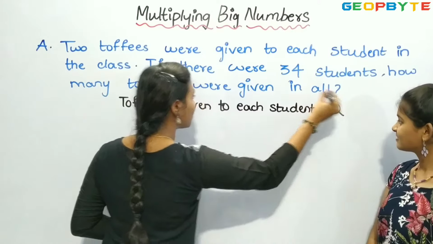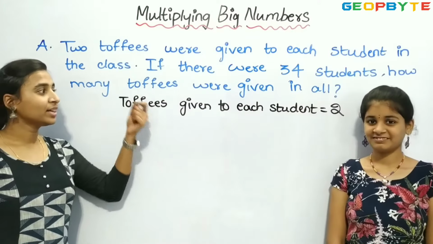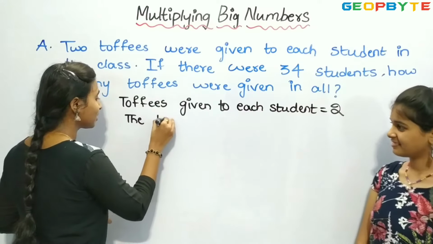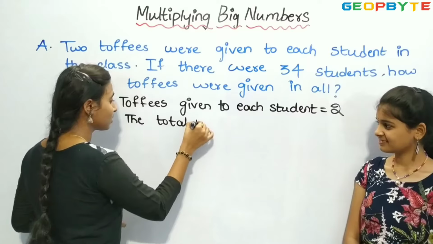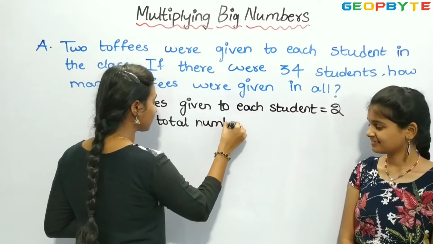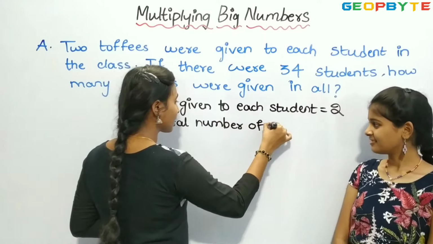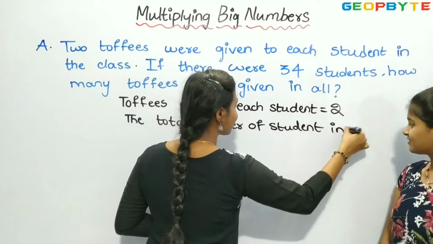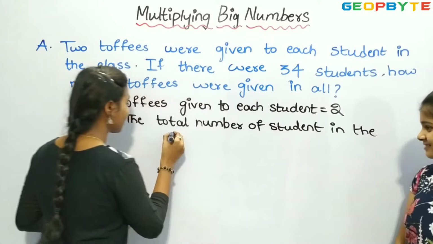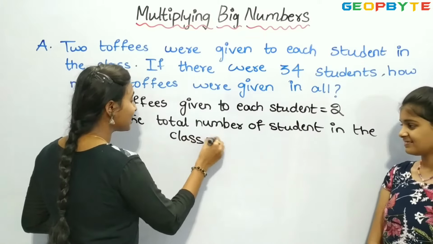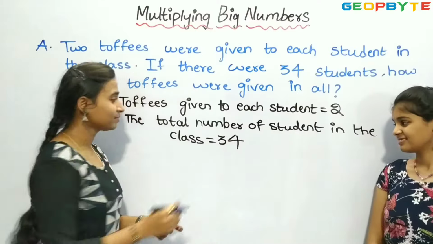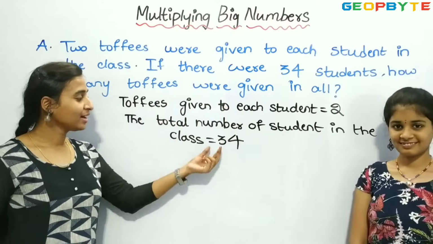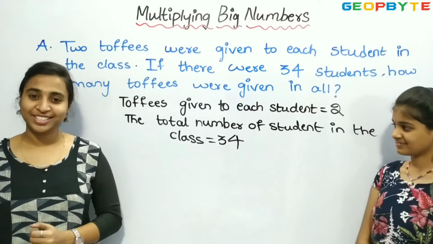Is equal to 2. And there were 34 students. The total number of students in the class is equal to 34. So, per head got 2 toffees and there are a total number of 34 students in the class.